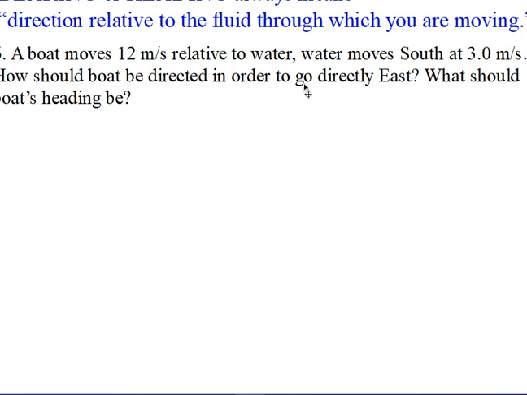How should the boat be directed? Go directly east. And it says how should it be directed, and then reiterates what should the boat's heading be. So those are both saying the same thing. But I know that the motion is going to be directly east of boat relative to water. Okay, you finish that out. Thank you.